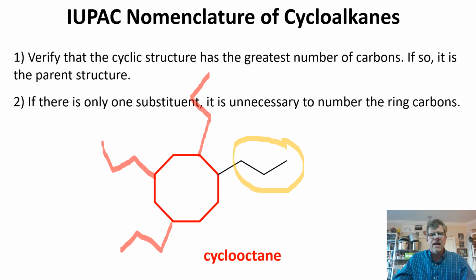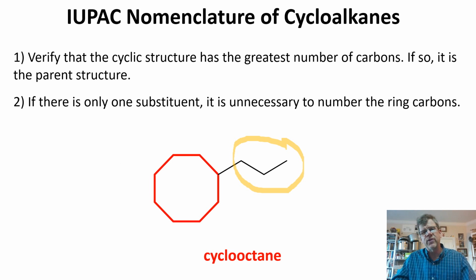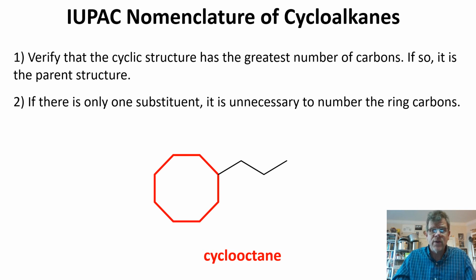Now, if there's only one substituent, let me just clean this up a little bit. If there's only one substituent in this case, which there is, we don't have to number the ring carbons like we had to number a normal parent structure. We don't have to do it, because we don't have to say, for instance, that this would be 1 cyclooctane with our 1 right there, because if I just turn the structure, well, that 1 could become 3, could become 5. It is always 1, and thus redundant.